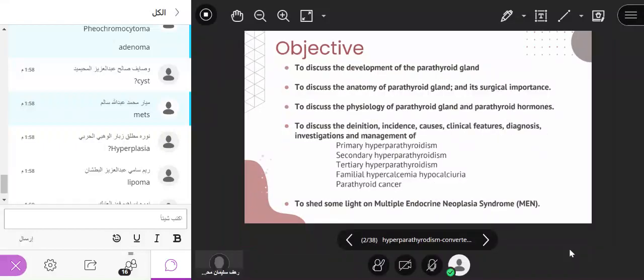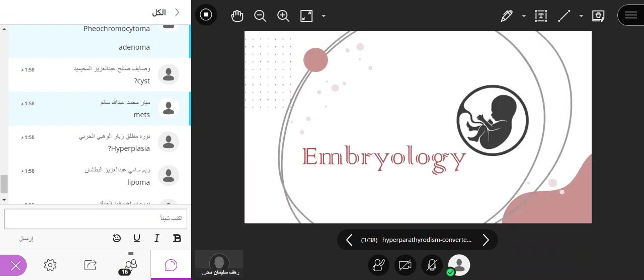gland, and then talk about hyperparathyroidism: primary, secondary, tertiary, and familial hypocalciuric hypercalcemia, and parathyroid cancer. And finally, I'm going to shed some light on multiple endocrine neoplasia syndrome, or MEN syndrome. And first of all, I'm going to talk about the embryology.